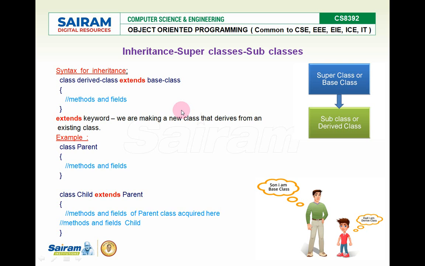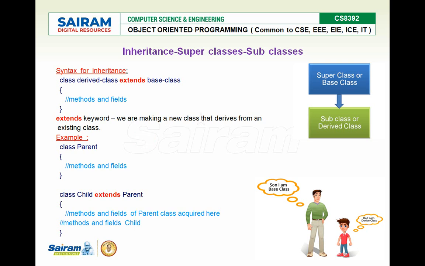Let's see the syntax for doing inheritance. Class, derived class, that is the child class. The extends keyword is used for inheriting from the base class. So this is the syntax: the class declaration of the derived class, extends, the base class name from which you are inheriting, and within a block we will have the methods and fields of this derived class. So extends is a keyword. We are making a new class that derives from an existing class.